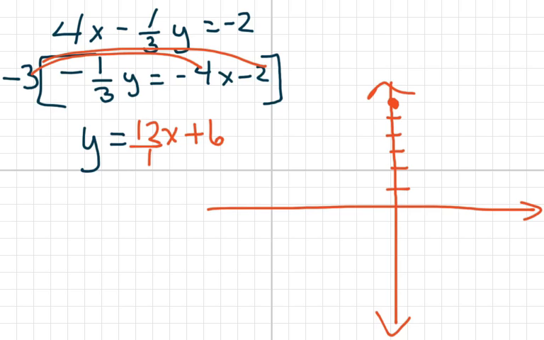So what I'm going to do, since I'm running out of room here, I'm going to go down 12 and to the left 1, because 2 negatives make a positive. So I'm going to go down 12, which is down here. 1, 2, 3, 4, 5, 6, and to the left 1. Then I'm going to connect these 2 dots.